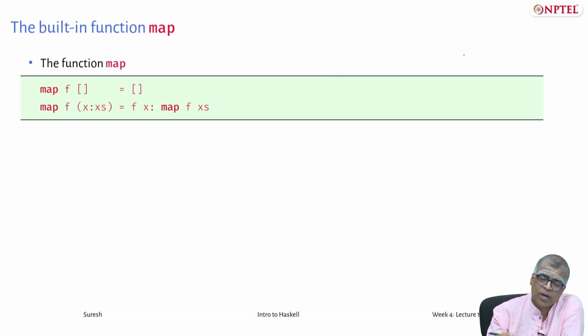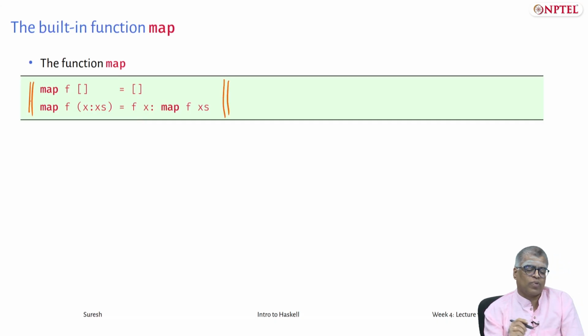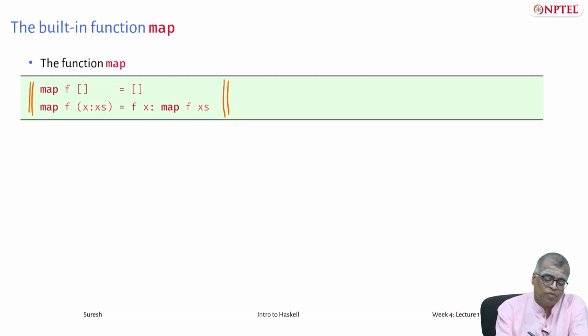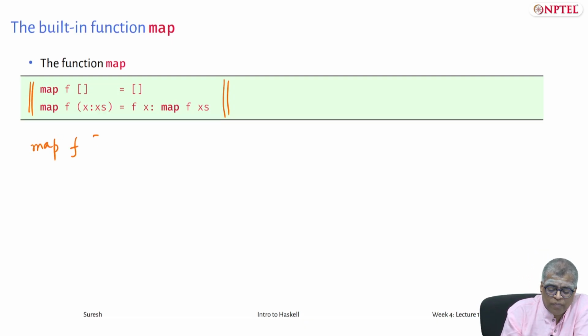Right, here is the description of map. Now we said that we will replace the normal recursion by map, but then how do you define map? Map itself is defined by straightforward recursion. So map f empty list is empty list, map f on x colon x's is nothing but f applied on x followed by map f on x's. Okay, so this is the definition. So if I have map f x1, x2, x3, x4, recall that this is nothing but x1 colon x2 colon x3 colon.